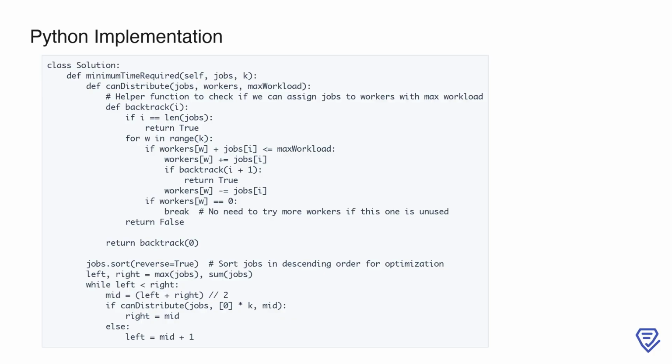Inside the backtrack function, we try to assign the current job to each worker, checking if adding the job to their workload keeps it within the allowed limit. If the assignment is valid, we proceed to the next job. If at any point a worker's workload becomes 0, we break early to avoid redundant checks. After defining the helper function, we sort the jobs in descending order to optimize the backtracking process by assigning the larger jobs first. Finally, we initialize a binary search between the maximum single job time and the total sum of all job times to find the minimum possible maximum workload.